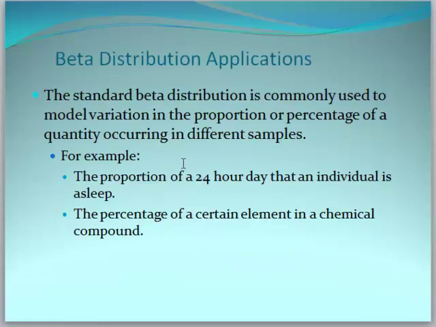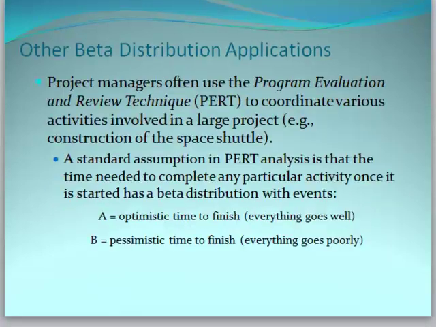It's commonly used to model variation in the proportion or percentage of a quantity. So you could say it's variation in the proportion of a 24-hour day that a person's asleep, or the percentage of an element in a chemical compound. Other applications might involve PERT charts. A standard assumption in PERT analysis is that the time needed to complete any particular activity once it has started has a beta distribution, where A is your optimistic time to finish and B is your pessimistic time to finish. So let's go ahead and work a problem that relates to this idea.